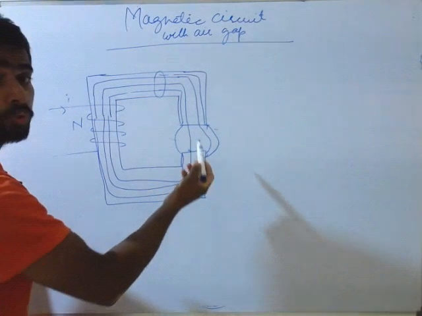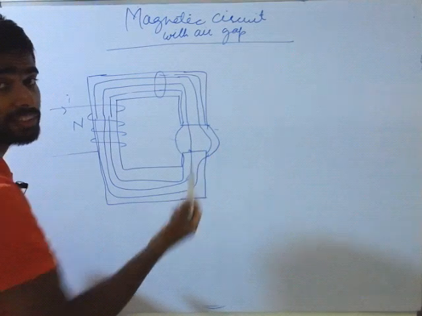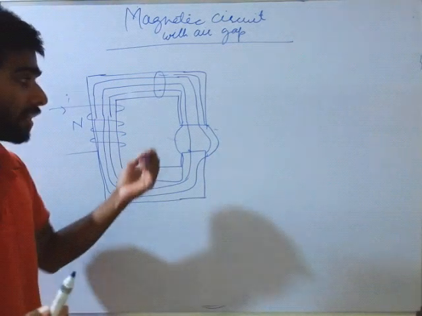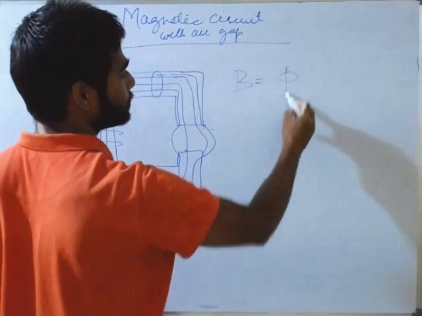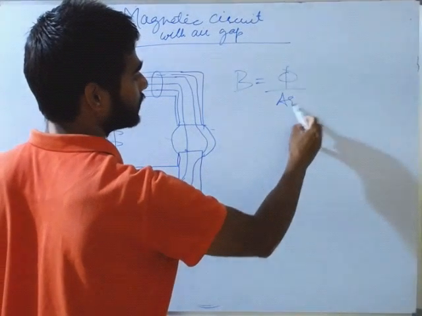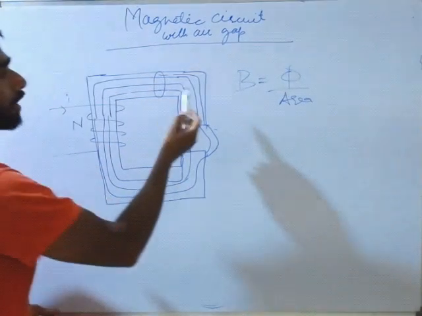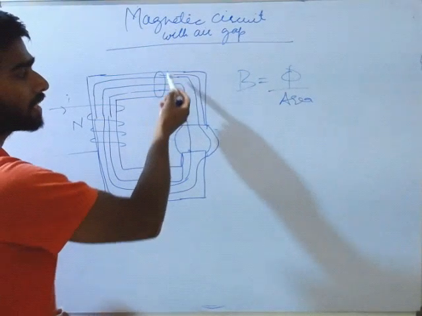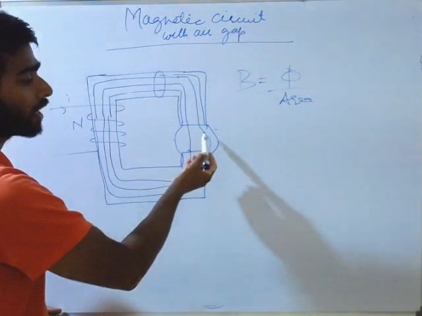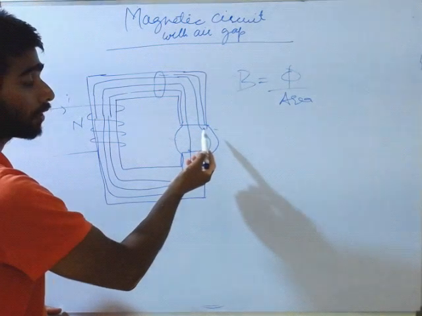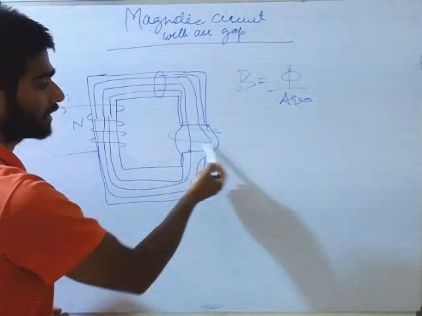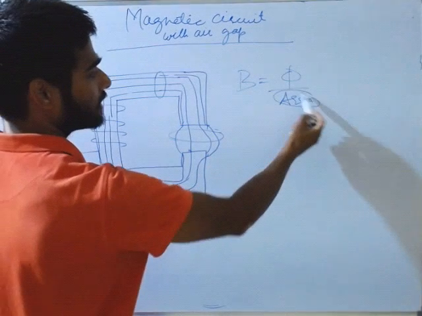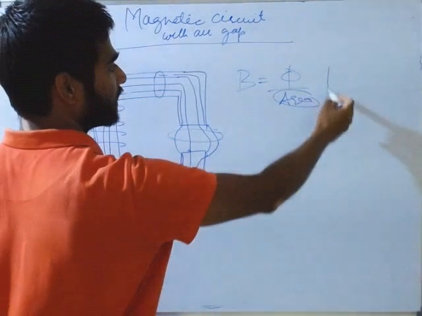So we can conclude that the density of the flux lines is less in air, because what is magnetic flux density? B is equal to flux per unit area. The area covered by the flux lines in core is less as compared to the area covered by the flux in air. You can see a large area is covered. So area increases in air, so flux density decreases.